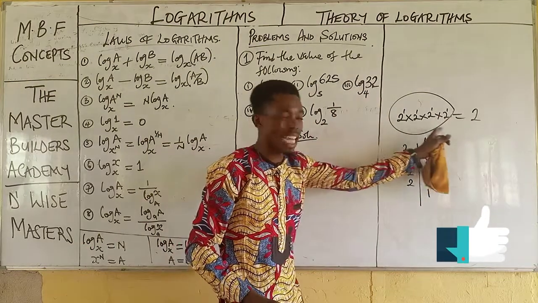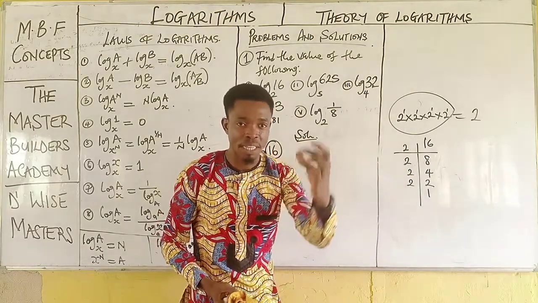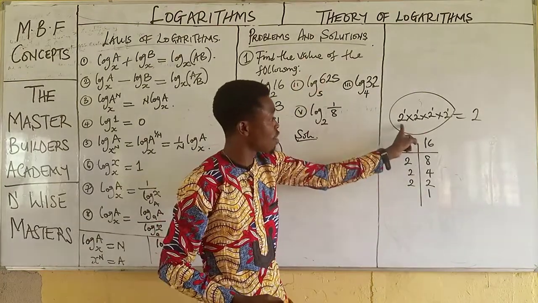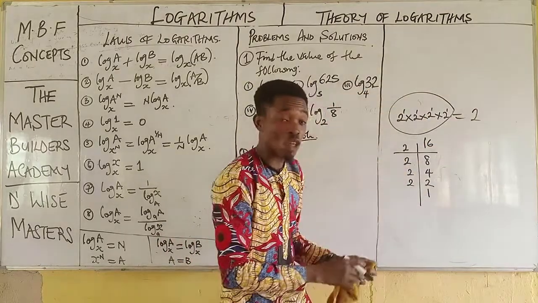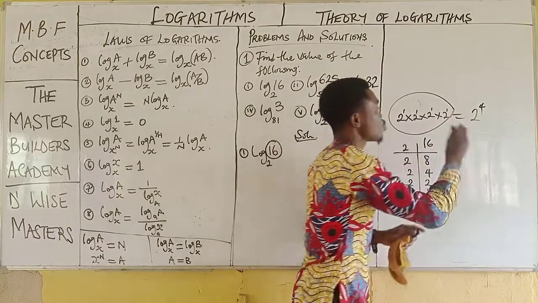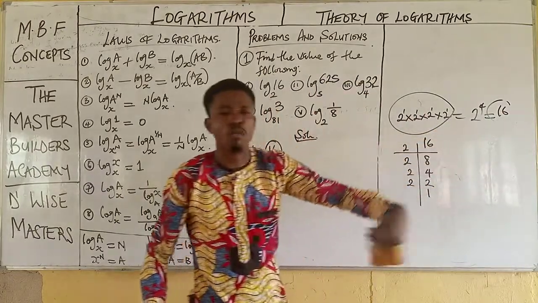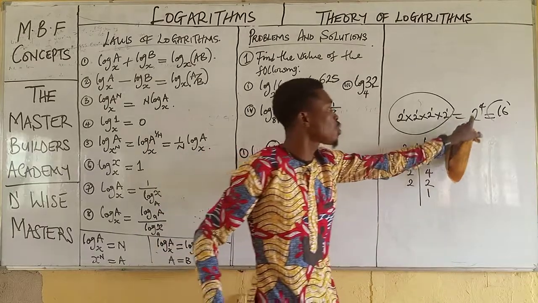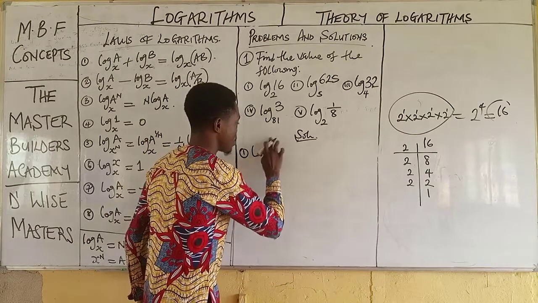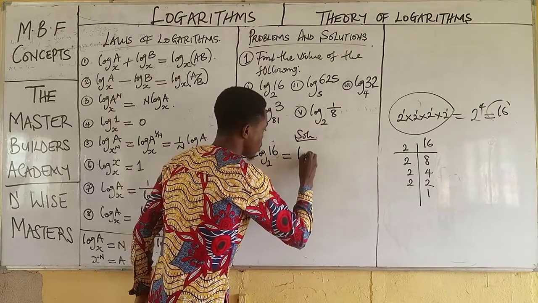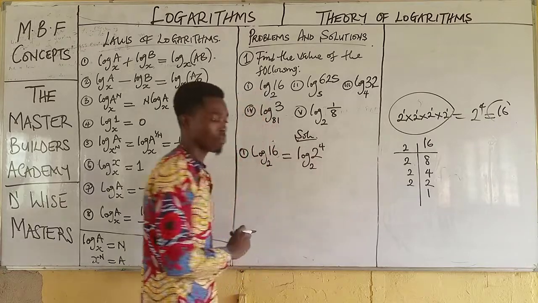So when you have this, as this is a problem under indices, the bases are equal. Pick one of the bases and add up the powers. So if I pick one of the bases now, I have 4 as the power. 1 plus 1 plus 1 plus 1 gives us 4. That is to say, 2 raised to the power of 4 is 16. Then, in place of 16, I will put 2 raised to the power of 4. Then we have this as log of 2 raised to the power of 4 to base 2.